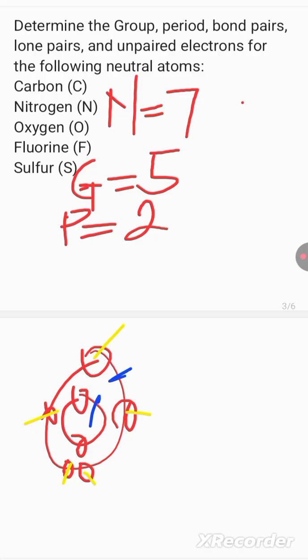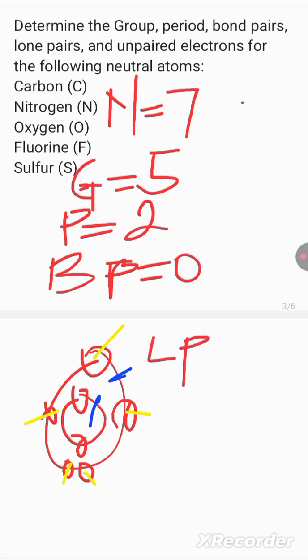So for the bond pair, remember, it is a neutral atom, no electron bonds with it. So the bond pair equals 0. So the lone pair now is going to be the electrons that have joined together, 2, 2 like this. So they are the lone pair. So the lone pair is 1.